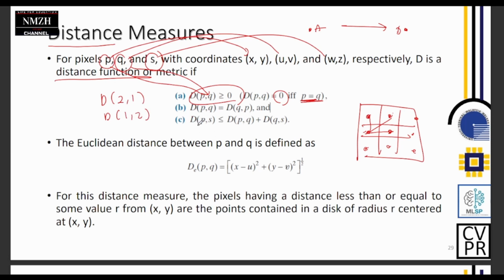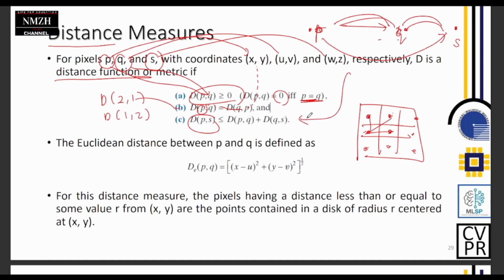So P and S, in 2 dimensions. P is here, taking up X and Y. The distance between P and S, if we take this as Q and this as P, is smaller than or equal to what we have here plus here. That is the requirement for saying that the distance PS is less than or equal to the sum of PQ and QS. That is the third requirement, right?